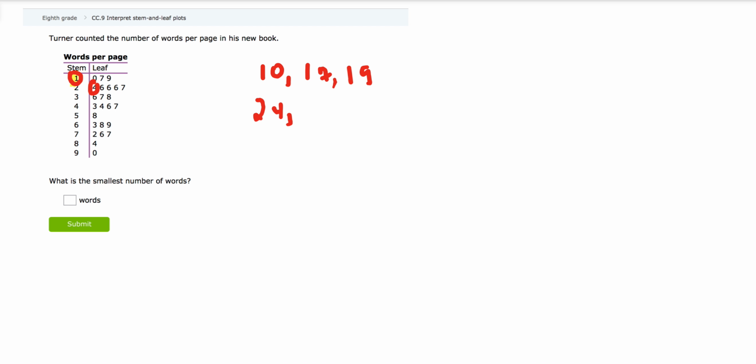You go back to the 2 right here, and then you have a 6 for 26, and then back to the 2 again, 27, another 26, and then another 26, and then you have a 27. The next one below that is a 3. The 3 will be in the tens place, and then the ones place will have a 6, and then you have a 3 again in the tens place, and then you'll have a 7.